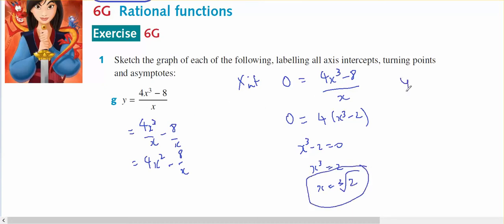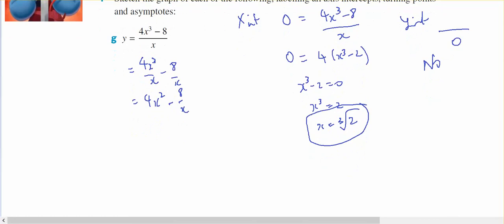To find the y-intercept, make x equal to 0, and that gives me a division by 0, so that's not possible, so there is no y-intercept. And to find the asymptotes, I can't make x 0, therefore I've got an asymptote at x equals 0.